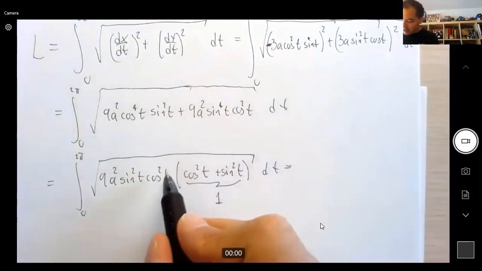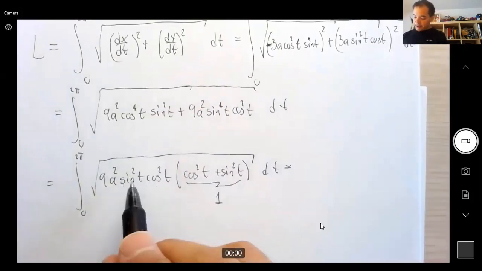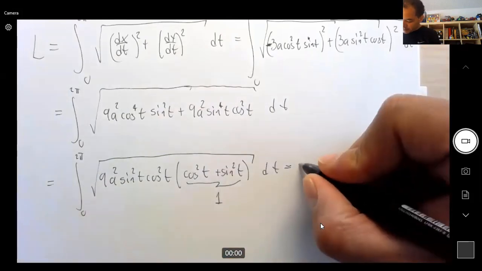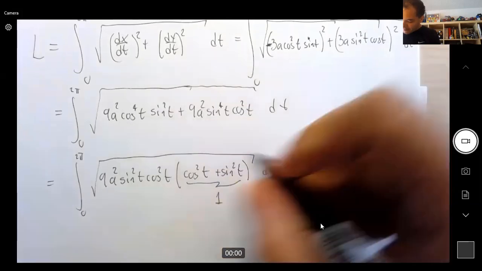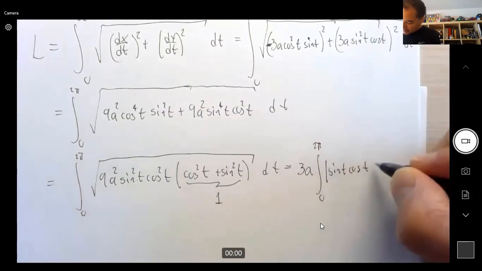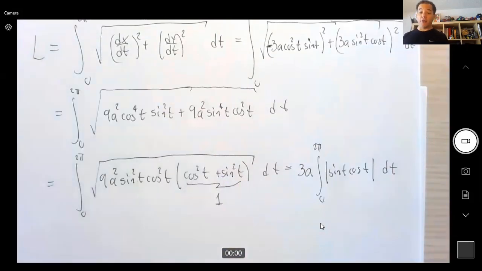So the integral, and now everything here is positive, so we can take it out. So the 9, we can take it out, and this becomes the integral of 3a sine t cosine t in absolute value dt. And we'll continue from here next time. So we still need to evaluate this integral to find out what the length is, but at least we know what integral is the one that represents the arc length of this curve.